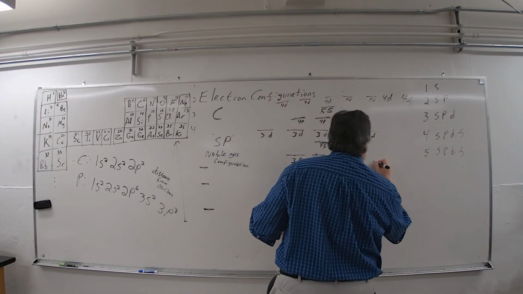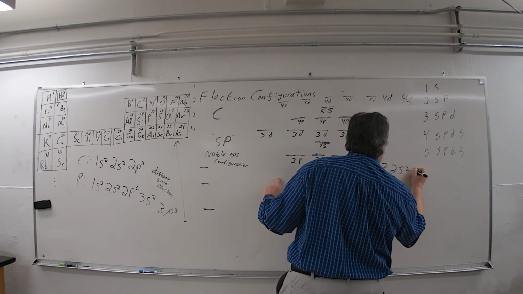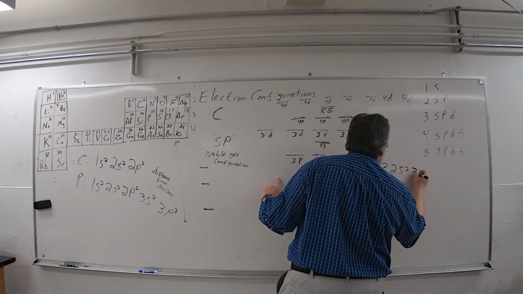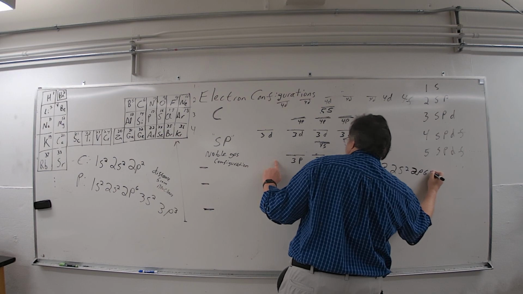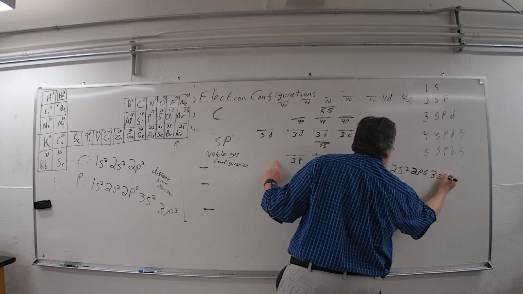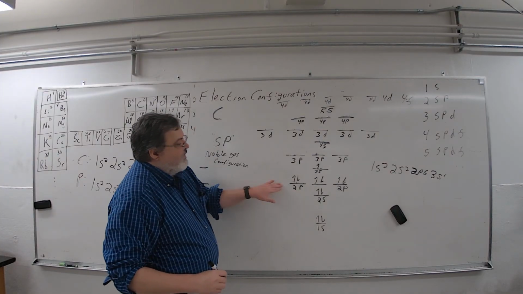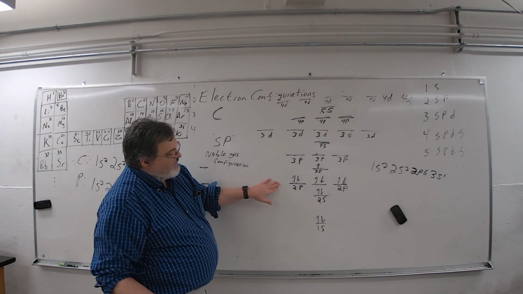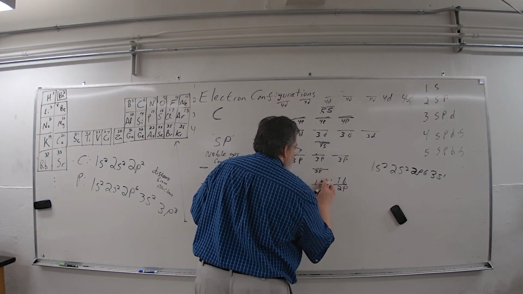Let me write out the configuration. 1s2, 2s2, 2p6, 3s1. Okay, 1s2, 2s2, 2p6, 3s1. All right, and now what if I did this?